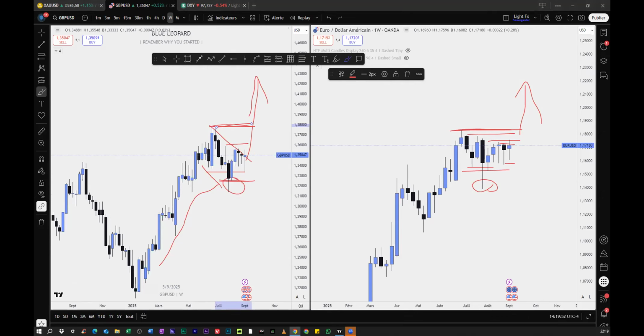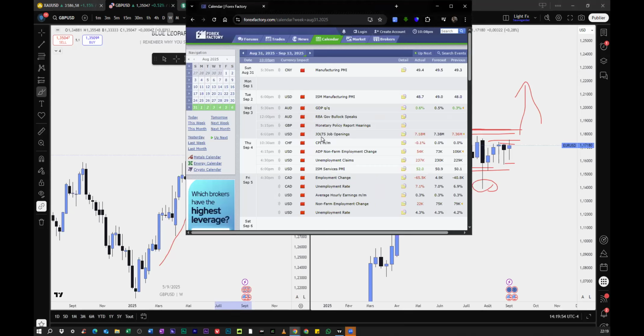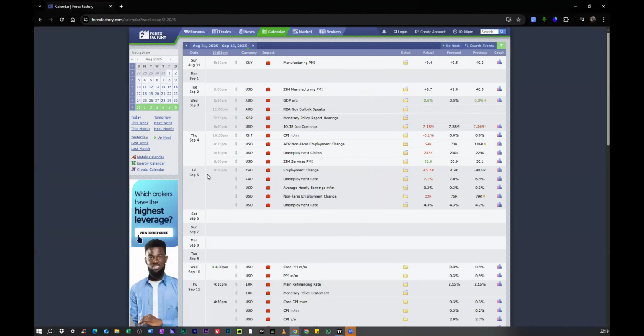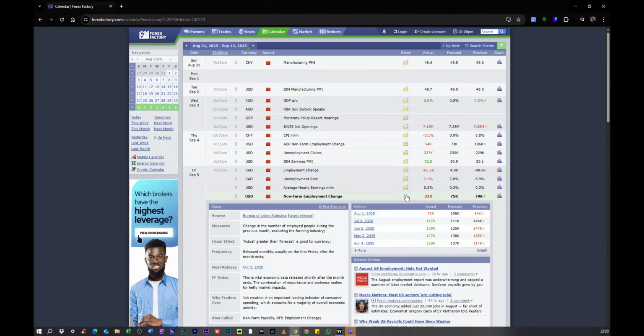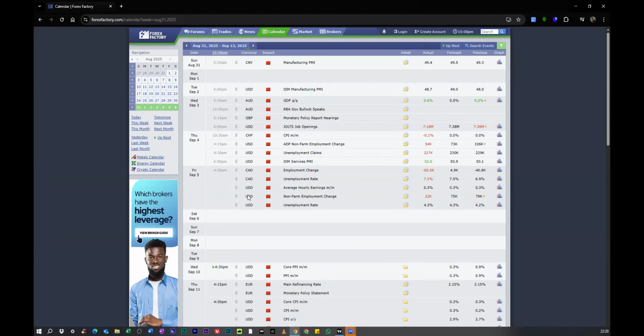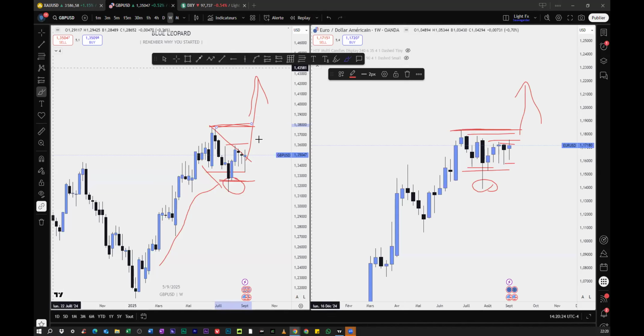Also, look at what happened on Forex Factory, like I showed you here. You see this? On Friday, we had negative news for the unemployment rate and non-farm employment change. You see, the expected or the forecast, okay, was not met. So the actual numbers are negative. Okay, so we need to know that the dollar has lost some strength.